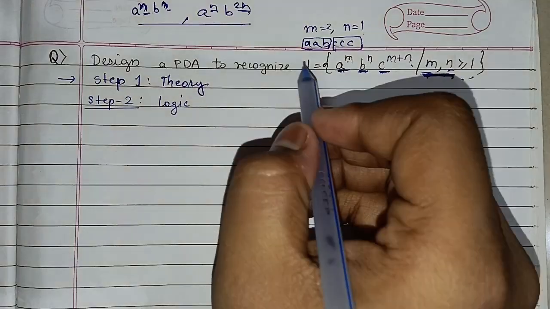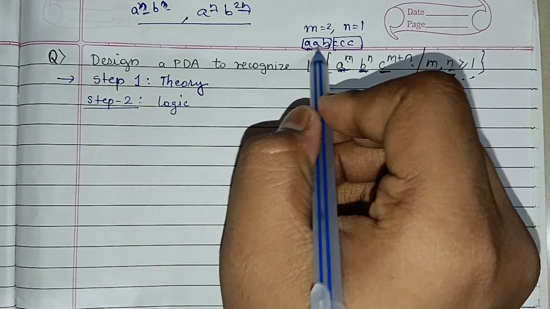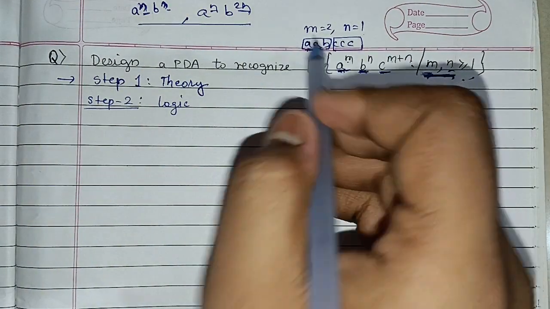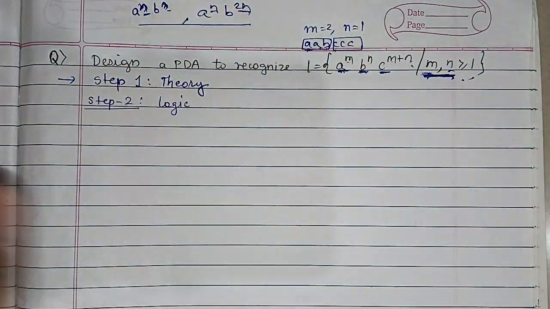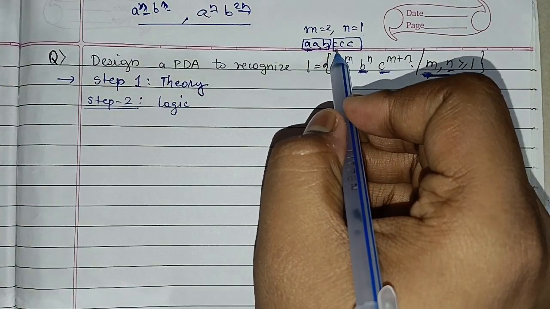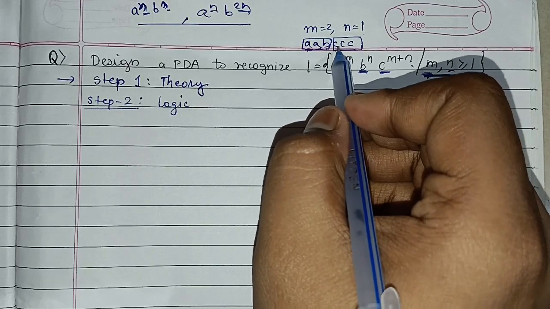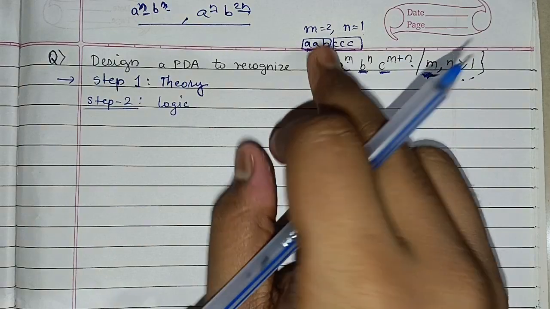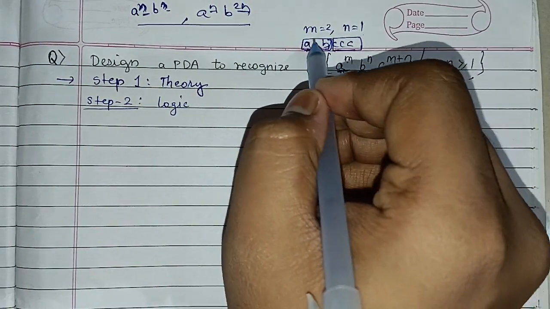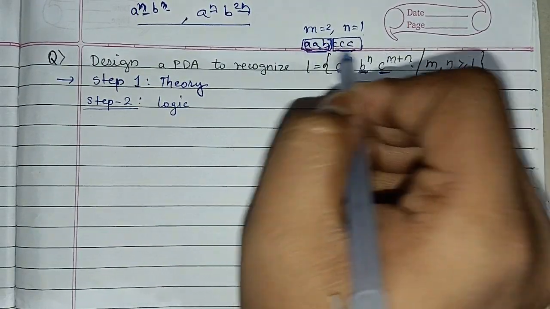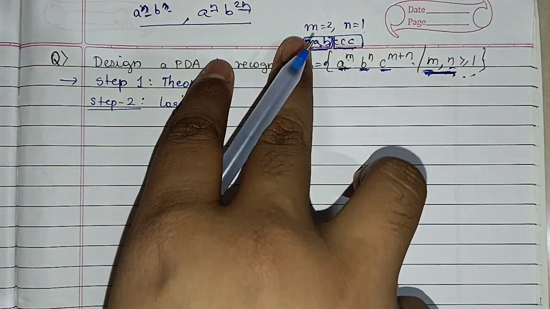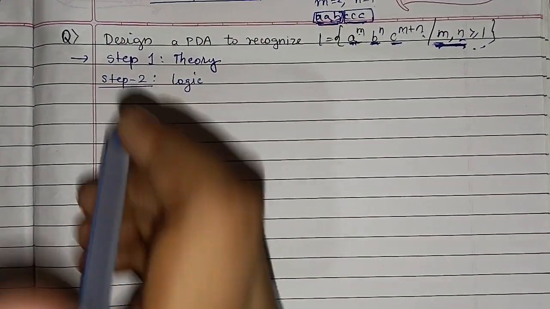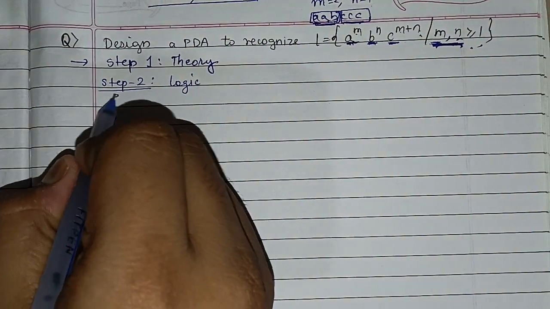Now see how it is possible. For 2 a's I will push xx, so there will be 2 x's in the stack, and for the single b I will push 1 x again, so there will be 3 x's in the stack. Now there are 3 c's also, so for every c there will be one pop operation. So the pushing and popping become equal. See, I am writing the logic here.